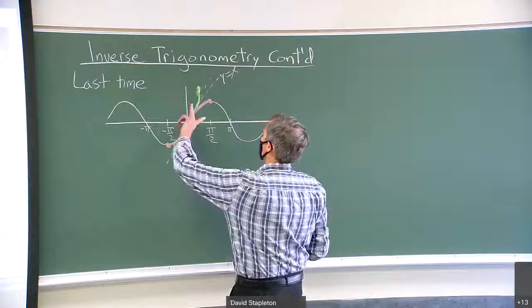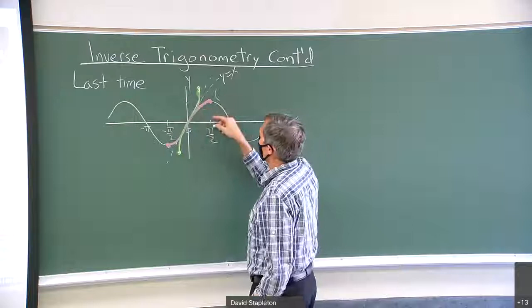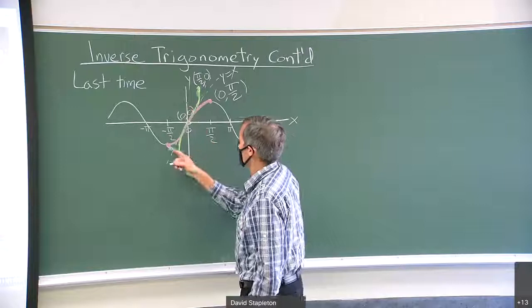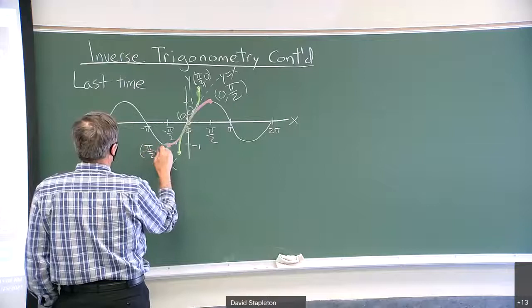What we're doing is taking that piece and flipping it over the line y equals x, interchanging the x and y axes, which means that every point (a, b) on here becomes a point (b, a) on here. This point (0, pi over 2), for instance, since we flipped it, becomes (pi over 2, 0). (0, 0) goes to itself by interchanging the coordinates. And this point here, (minus pi over 2, minus 1), I should mark this, shouldn't I? Becomes the point (minus 1, minus pi over 2).